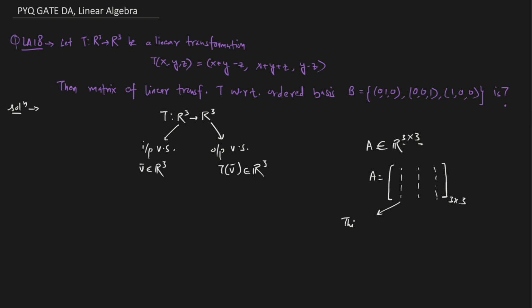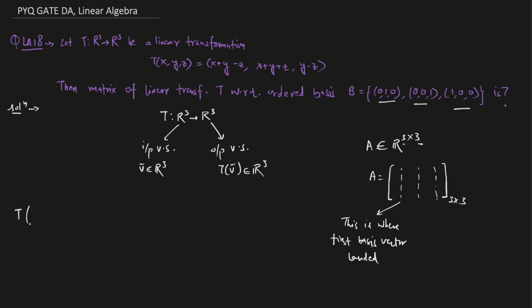So this is where the first basis vector landed. Similarly, this is where the second basis vector landed. This is where the third basis vector landed. And this is the basis set. This is the first basis vector, this is the second basis vector, and this is the third basis vector. So let's apply the transformation to all these basis vectors.